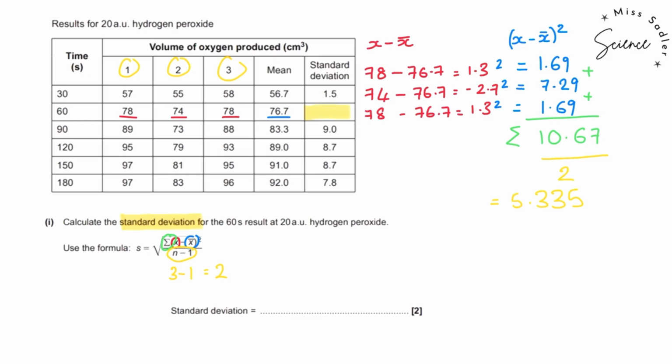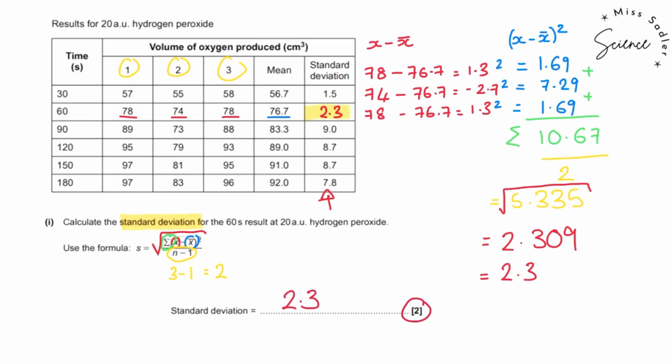And then the last little section is for us to square root that value. So we're going to do square root of 5.335 equals 2.309. But before we put our answer in, we're going to look very quickly at this column here. Each of those values is left to one decimal place. So we're going to do the same with our number, and I'm going to leave it at 2.3. So 2.3 is the value there. I'm going to put it in the answer box. 2.3 for 2 marks.